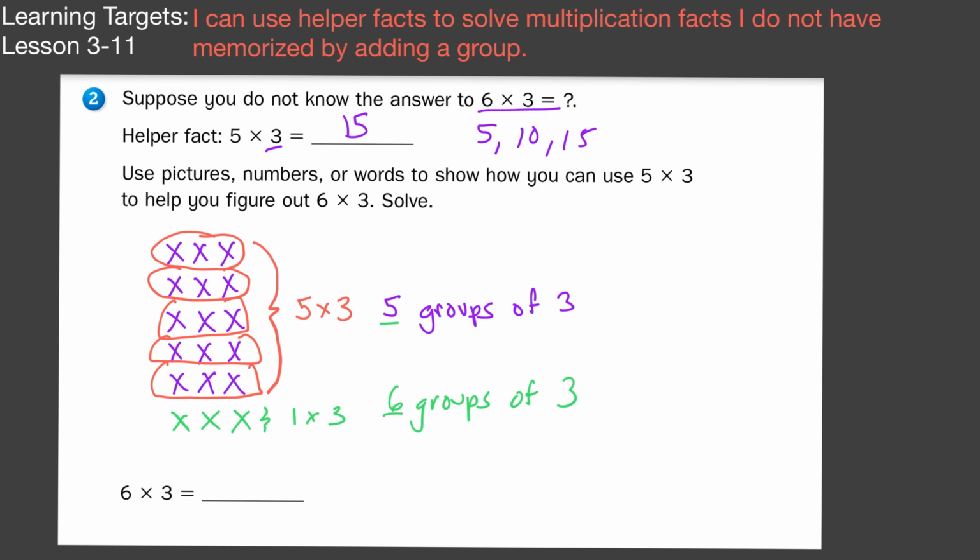We had 15 here in our first group. We have 3 here. So our new number model is going to be 15, which is what we had up here as well, 15 plus one more group of 3 equals 18. So 6 times 3 equals 18.